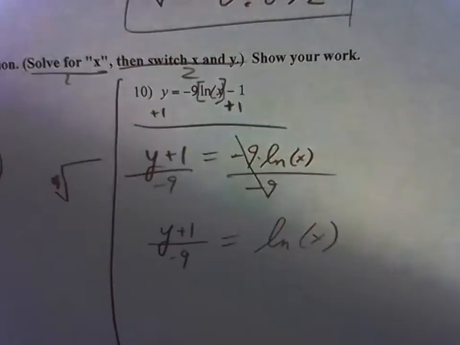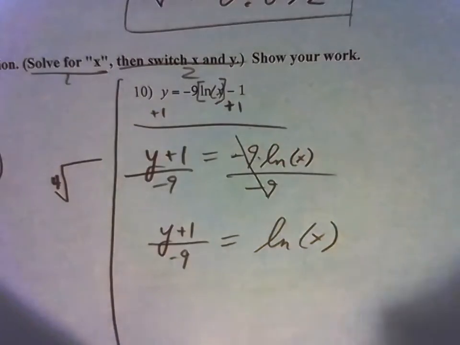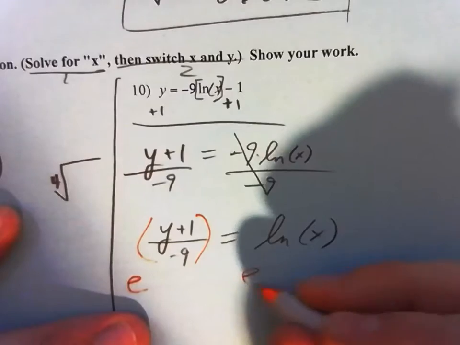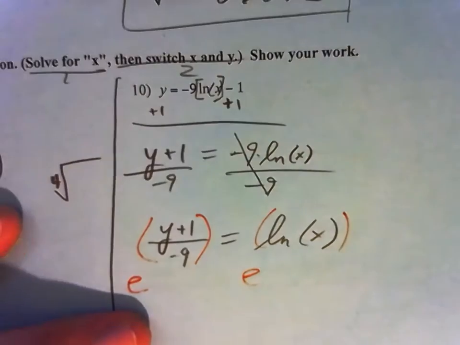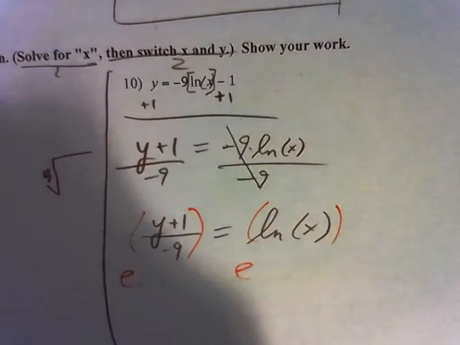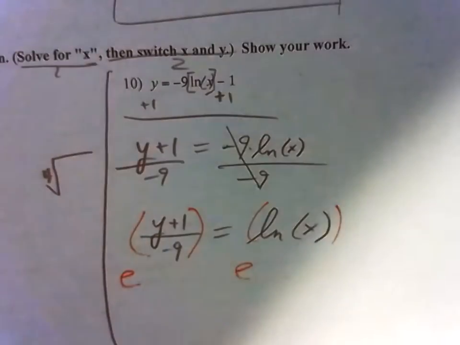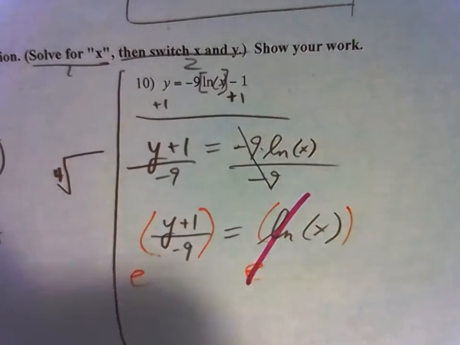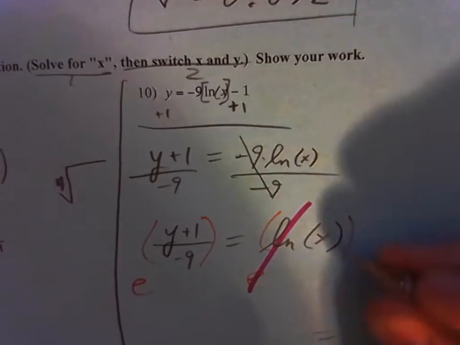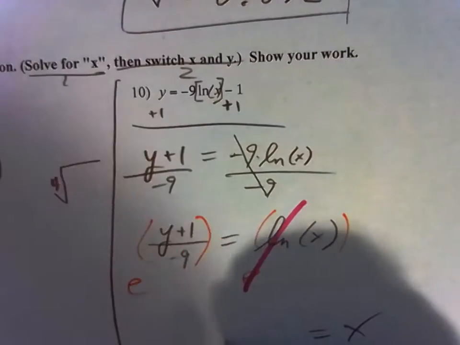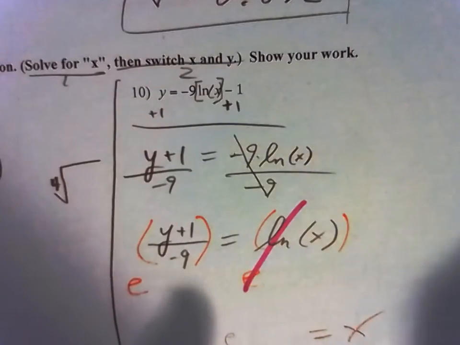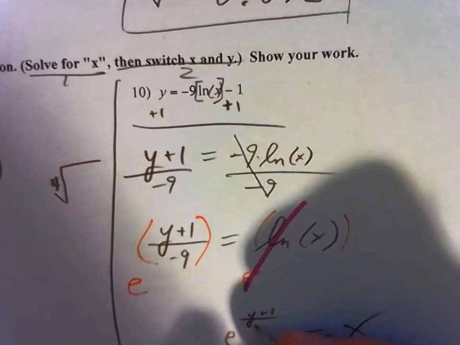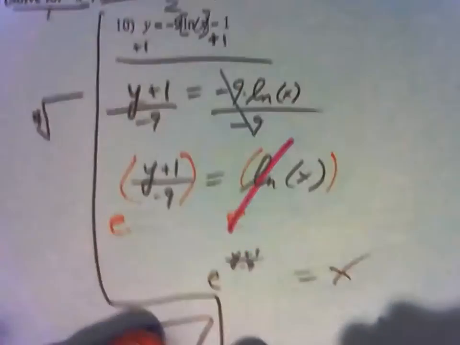Okay, so now is where, let me use a little color, brighten things up around here. E to the power of that stuff equals e to the power of this. And e to the power of natural log of something is just whatever the something is. So it's just going to equal x. So e to the power y plus 1 over -9 equals x.